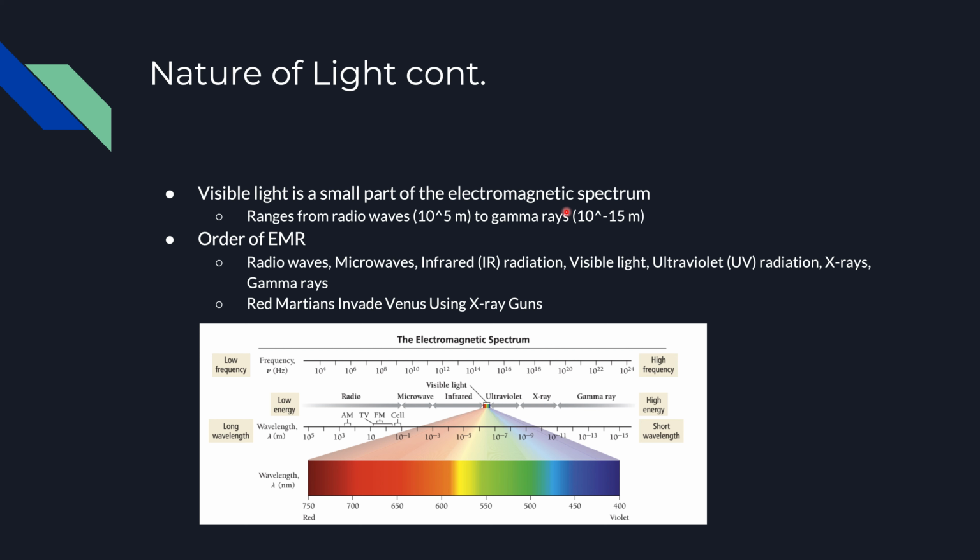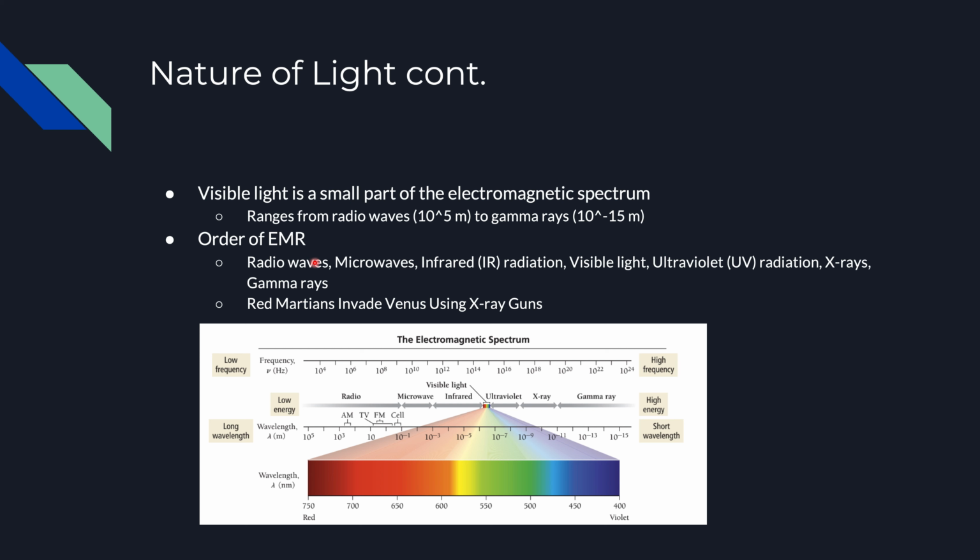And visible light is a small part of the electromagnetic spectrum. So the part we can see is actually a small part of the entire spectrum. And the spectrum ranges from radio waves, 10 to the 5th meters, to gamma rays, which are 10 to the negative 15th meters in length.